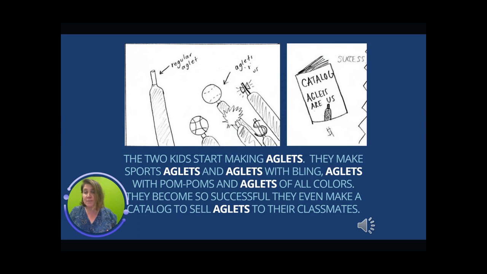The two kids start making aglets. They make sports aglets and aglets of bling, aglets of pom-poms, and aglets of all colors. They become so successful, they even make a catalog to sell aglets to their classmates.